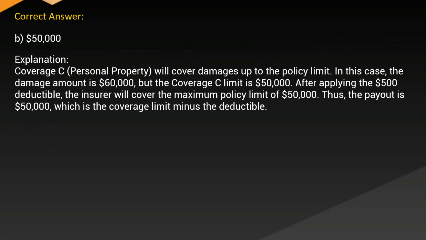Correct answer. B. $50,000. Explanation. Coverage C, personal property, will cover damages up to the policy limit. In this case, the damage amount is $60,000, but the Coverage C limit is $50,000. After applying the $500 deductible, the insurer will cover the maximum policy limit of $50,000. Thus, the payout is $50,000, which is the coverage limit.